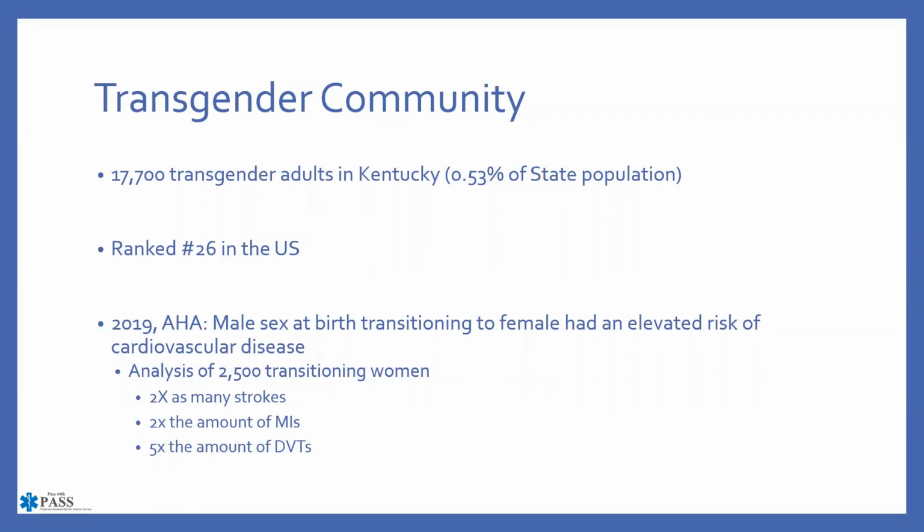In 2019, the American Heart Association recognized that male sex at birth transitioning to female had an elevated risk of cardiovascular disease. They analyzed 2,500 men transitioning to women and found they were 2 times as likely to have a stroke, 2 times as likely to have an MI, and 5 times more likely to have a DVT, or deep vein thrombosis, that we're referring to.